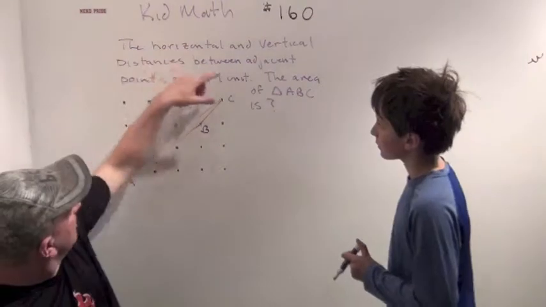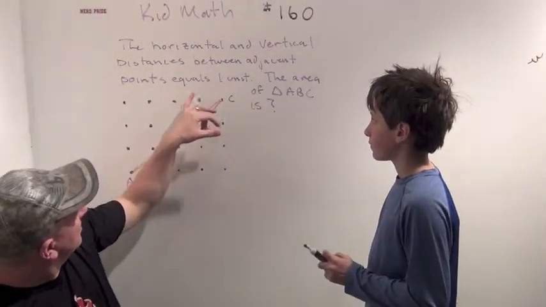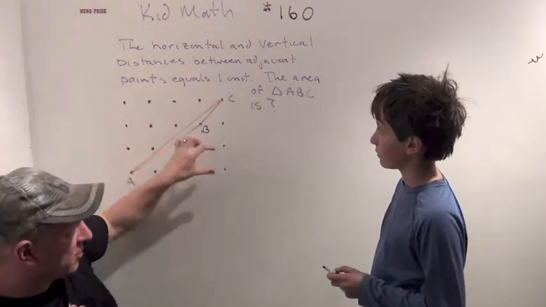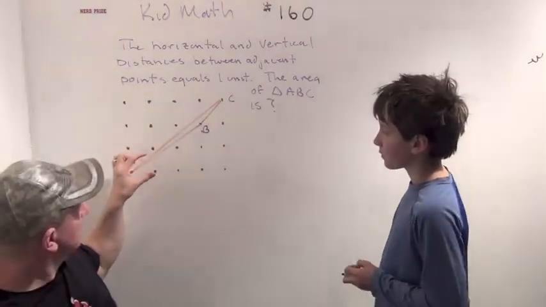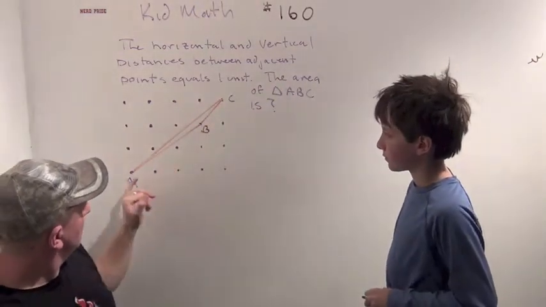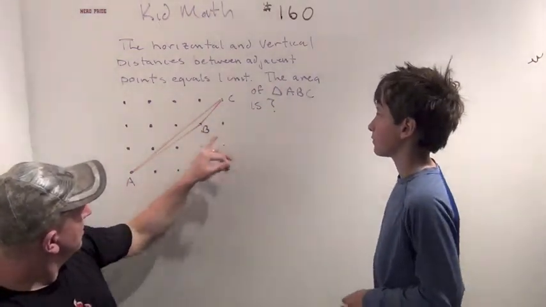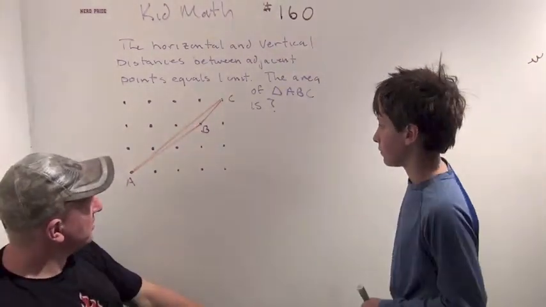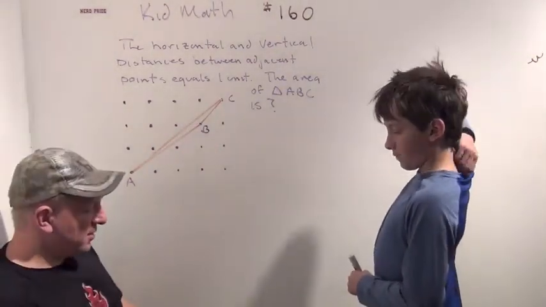The horizontal and vertical distances between adjacent points equal 1 unit. So basically I've got a little grid here, or a lattice, sometimes that's called. And it asks what's the area of this triangle ABC. It's 4 across, 3 up, and it's this very skinny little looking triangle here. Well, how did we do this yesterday?